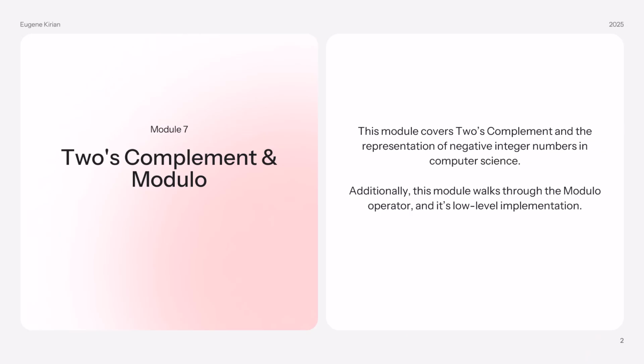Welcome to Module 7. In this module, we will dive into the world of binary numbers and explore how computers represent negative integers using 2's complement. Additionally, we will discover the power of the Modulo Operator, a fundamental concept in programming, and take a peek under the hood to see how it's implemented and optimized in some instances.